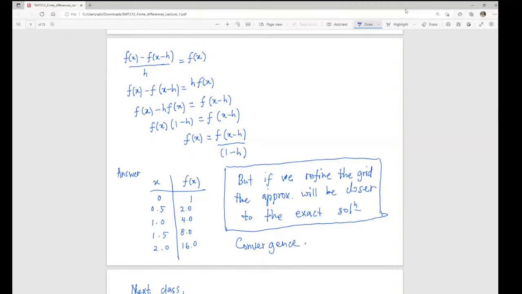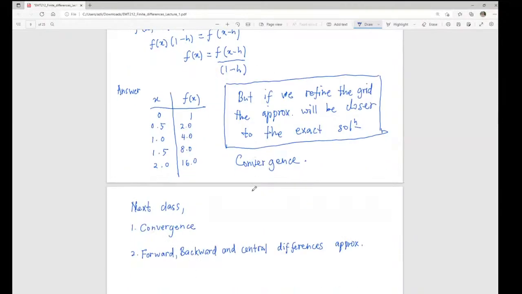All right, I think that's all for today's class. Any questions? We have no questions. Okay, I'll see you next class. Wednesday, right? Same time. On Wednesday, the 1st of June, 2022, we will talk more about convergence and also the forward, backward, and central differences.